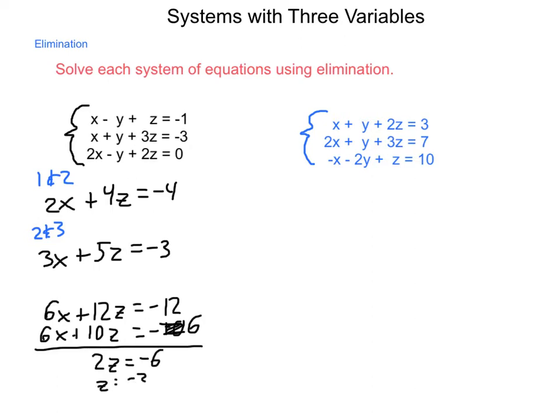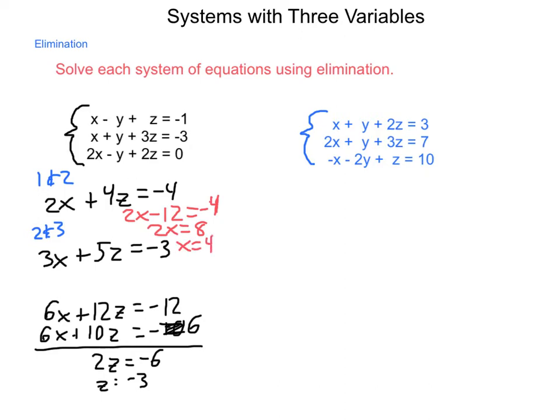so z equals negative 3. Next, using that, I'm going to start substituting back up into higher equations. So I had 2x, negative 3 times 4 is negative 12, equals negative 4. Add 12 to both sides. I get 2x equals 8, so x equals 4.